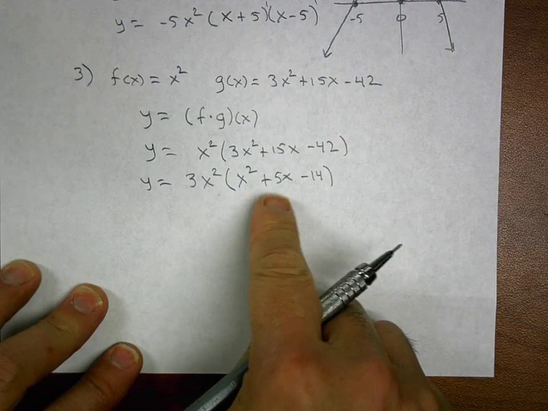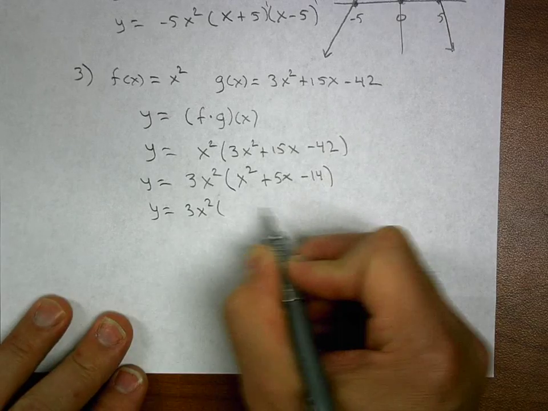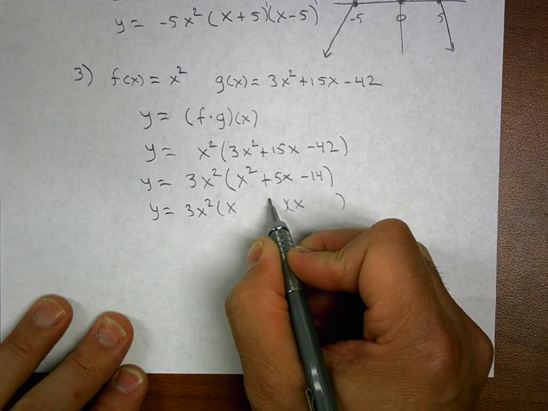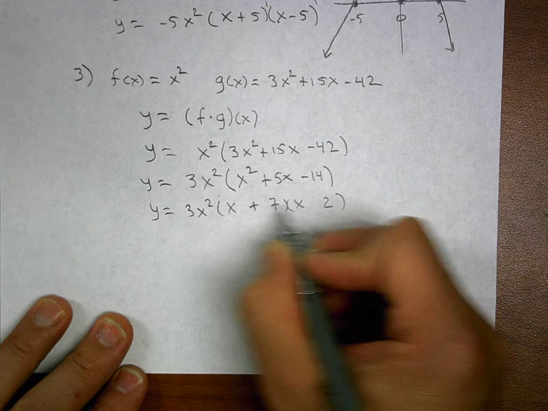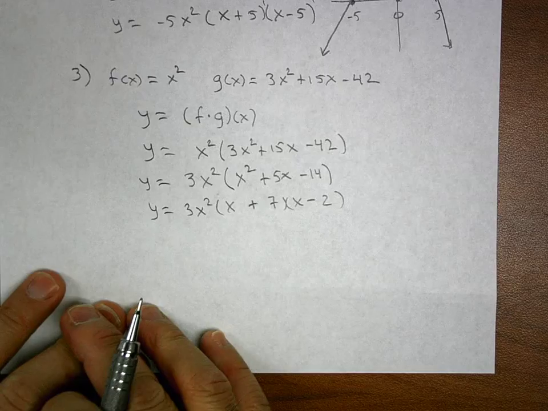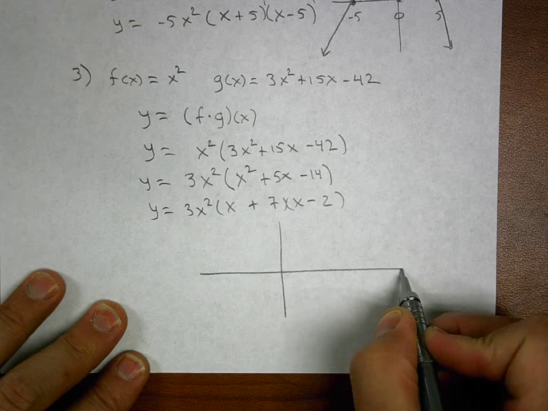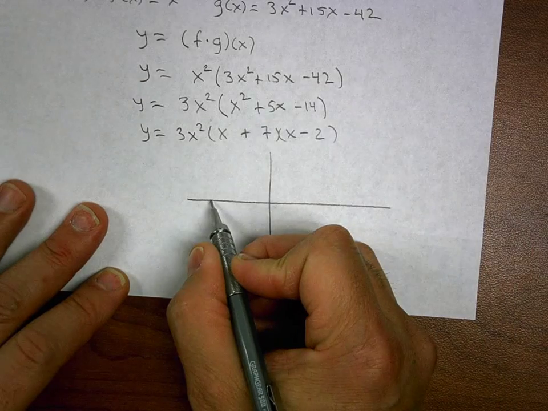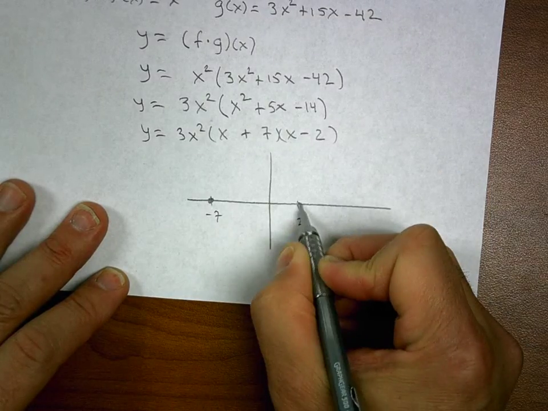Let's keep on factoring because it looks like this will factor. So y is equal to 3x squared times, let's see if this factors, 7 times 2, plus 7x minus 2x. There you go, plus 5. Perfect. Now we can graph it. So these zeros are -7, 2, and also 0.